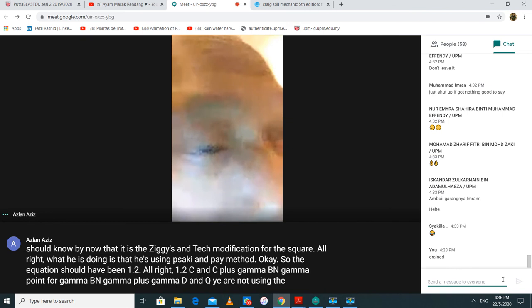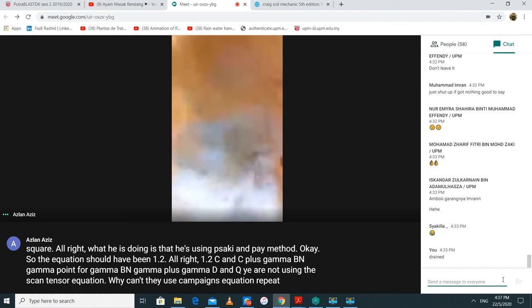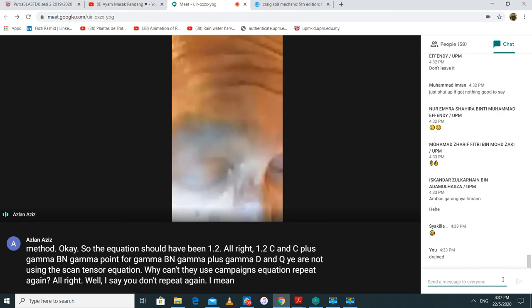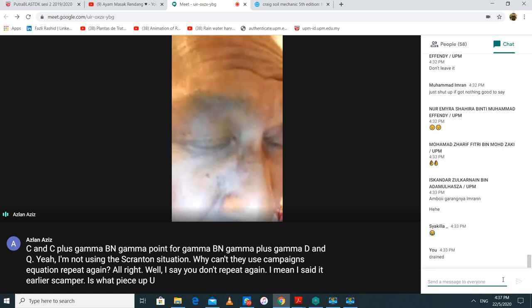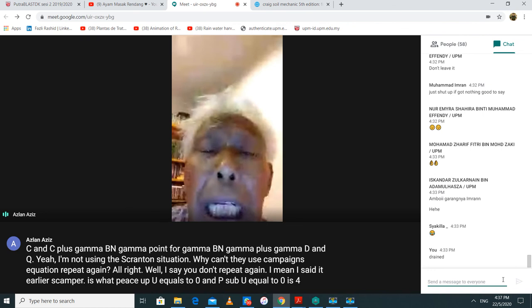They are not using Skempton's equation. Why can't they use Skempton's equation? I said it earlier. Skempton is for phi sub u equals zero. And phi sub u equals zero is for clay. Under clay.